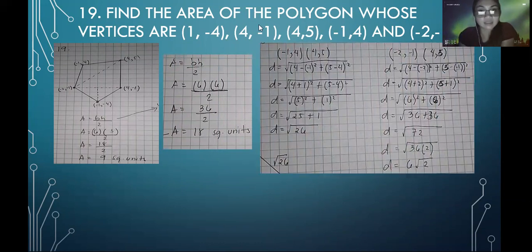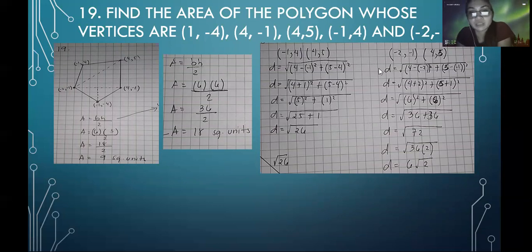So to find the distance of point negative 1 and positive 4 and positive 4 and positive 5, d is equals to square root of positive 4 minus negative 1 square plus 5 minus 4 square. d is equals to square root of 4 plus 1 square plus 5 minus 4 square. So d is equals to square root of 5 square plus 1 square. So d is equals to 25 plus 1. So 25 plus 1 is equals to the square root of 26.